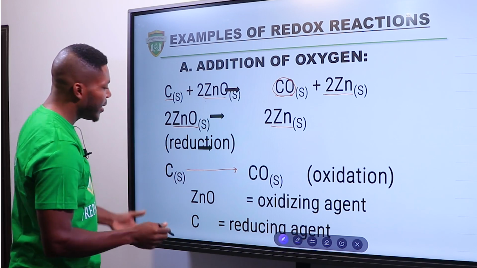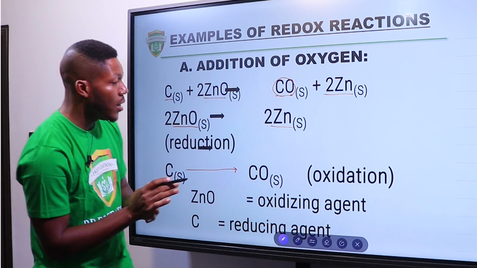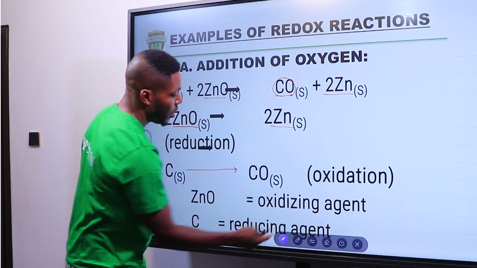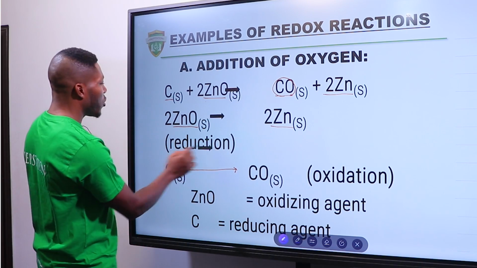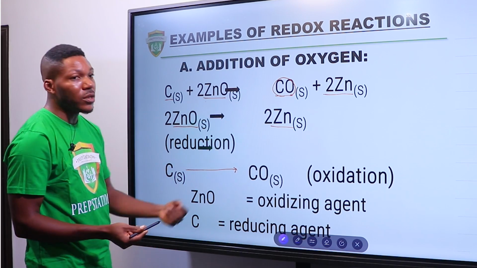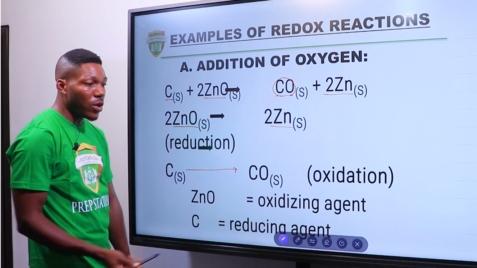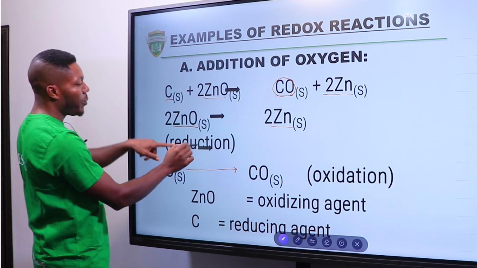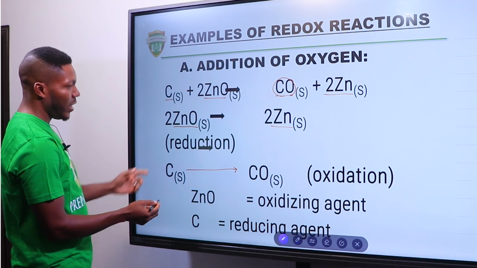Okay, now let's look at the agents. What causes reduction? This is very simple, all right? No need to cram this. If you identify the two processes, reduction and oxidation, getting the agent is not hard. The substance that causes reduction is called the oxidizing agent, while the substance that causes oxidation is called the reducing agent. Just identify the oxidation process and the reduction process, and you can get their agents.